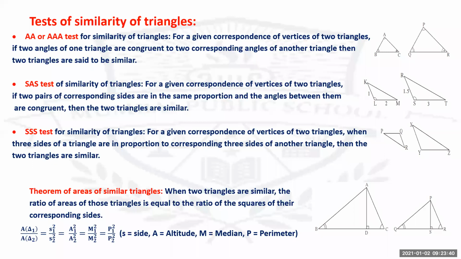So with respect to that, what you're going to get is area of triangle 1 upon area of triangle 2 equals side 1 square upon side 2 square, that is equal to, now instead of side it can be altitude also. So altitude 1 square upon altitude 2 square. It can be median 1 square upon median 2 square, or it can be perimeter 1 square upon perimeter 2 square.